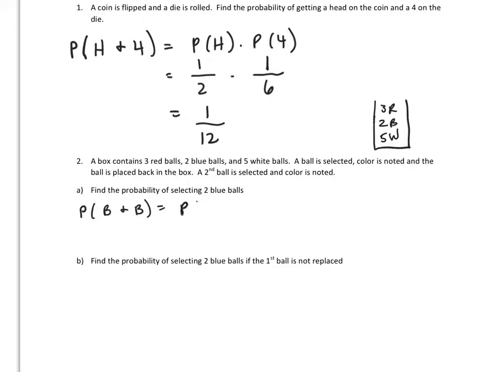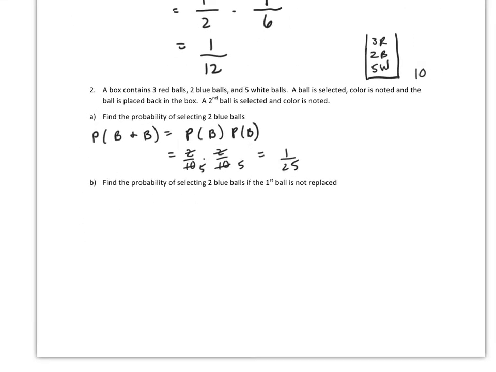So it's going to be the probability of blue times the probability of blue. And the probability of blue is, how many balls do I have? 10 altogether. I have 10 balls in my box, and there are 2 blue ones. So that'll be 2/10. And you put that ball back in, so your probability for pulling out the second is also 2/10. And 2 goes into 10 5 times. That's 1 over 25.